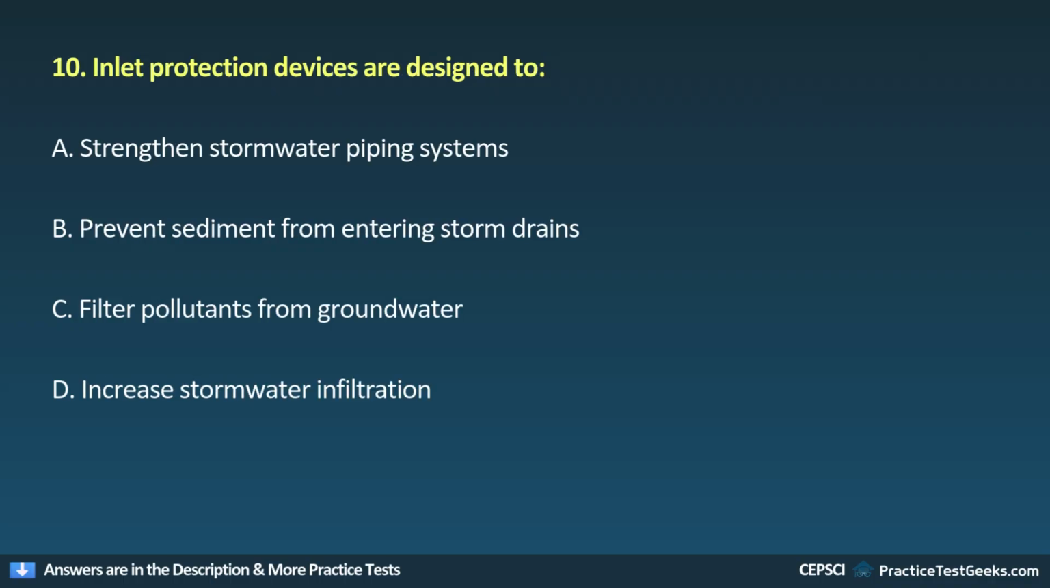10. Inlet protection devices are designed to A. Strengthen stormwater piping systems. B. Prevent sediment from entering storm drains. C. Filter pollutants from groundwater. D. Increase stormwater infiltration.